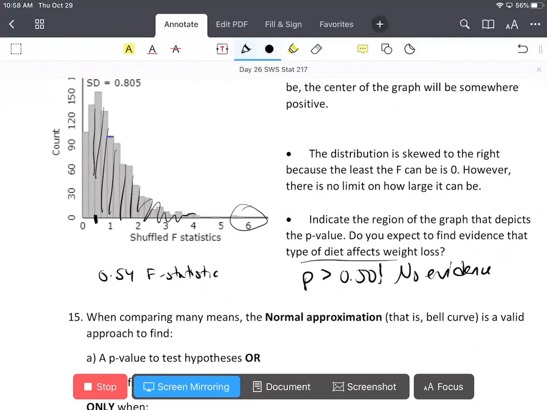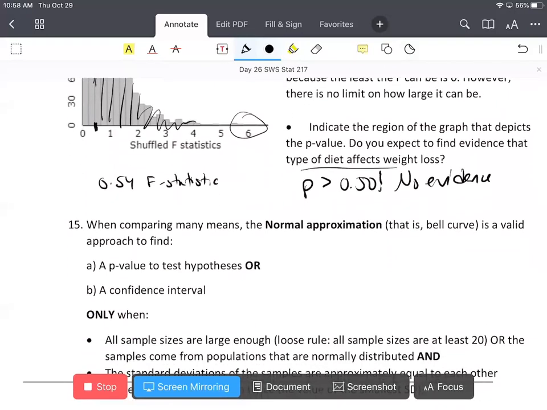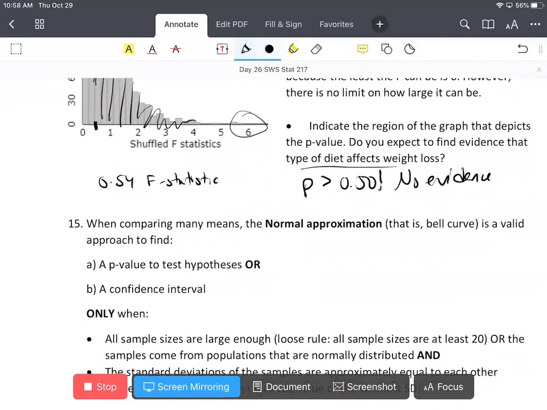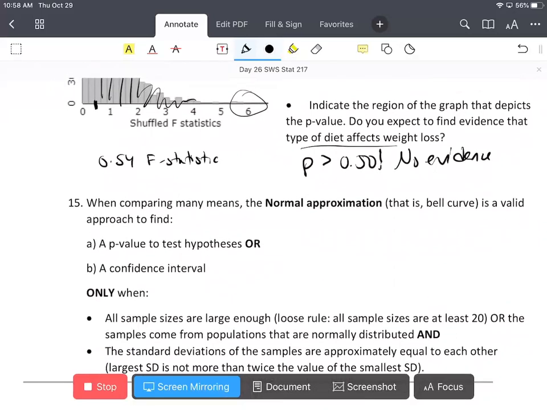So do the 3 tests back each other up? Yeah, they do, and that makes sense, all right? So it's just different ways of looking at the same data. Can we ever use the normal approximation? So at this point, we've been using simulation. Can we use the normal approximation?